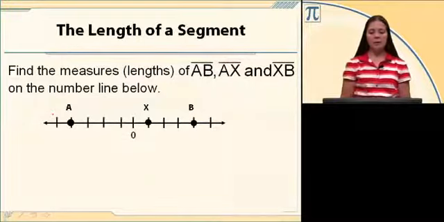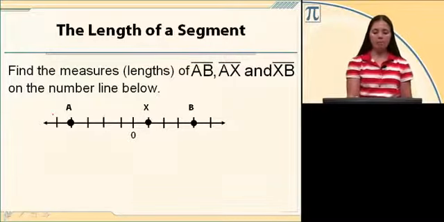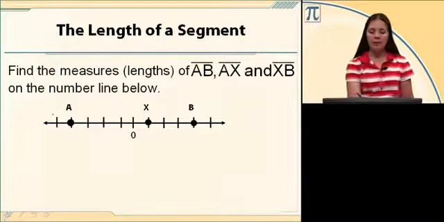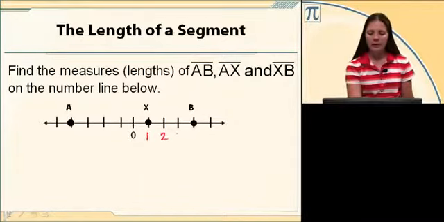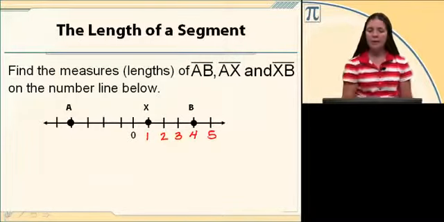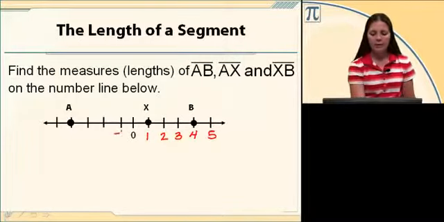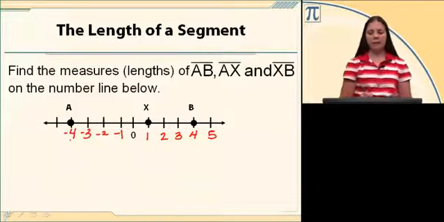Let's go ahead and find the measures, or the lengths, of segment AB, segment AX, XB, all on the number line. I'm going to start by numbering my number line so I can see where the points A, X, and B are actually at. So I see that 0 is already numbered for me. I'm going to add a 1, and then I'm just going to count. It looks like B is at 4. And then as I go towards the left, I'm going to have negatives. I can see that A is at -4.